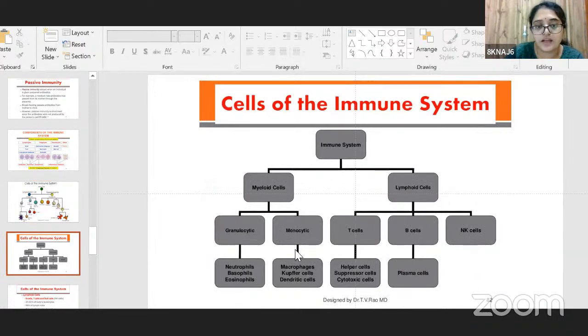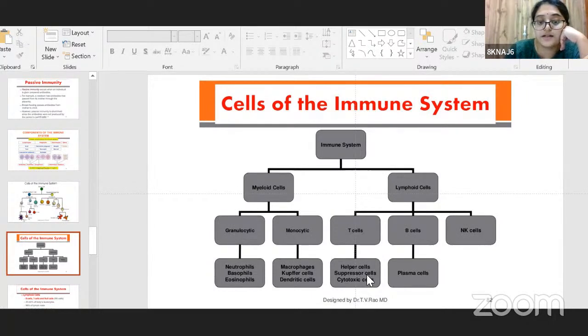So we'll see, again, monocytic cells, helper T cells. So you have the granulocytic and monocytic immune system, myeloid and lymphoid. Myeloid has granulocytes and monocytes. So neutrophils, basophils, and eosinophils come under the granulocytes. Monocytes include the macrophages, Kupffer cells, dendritic cells, even the mast cells. Then when it comes to the lymphoid cells, you have the T cells, B cells, and natural killer cells.